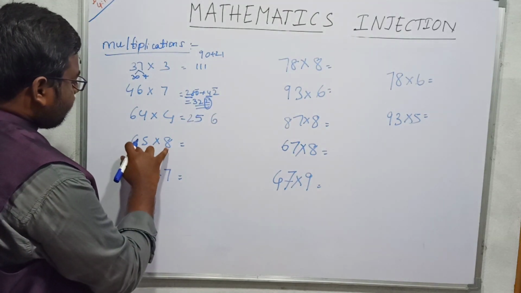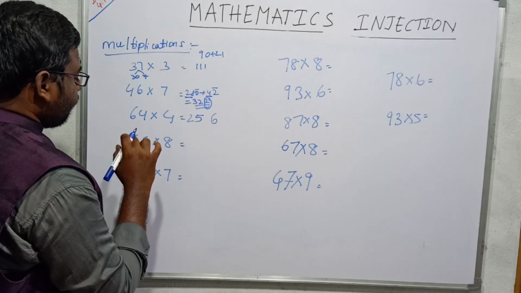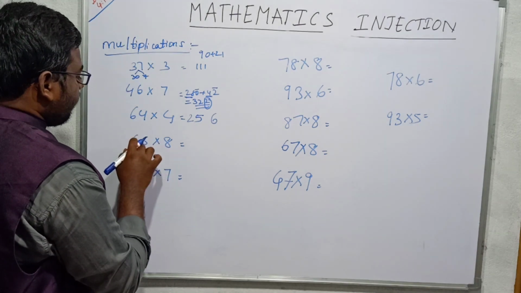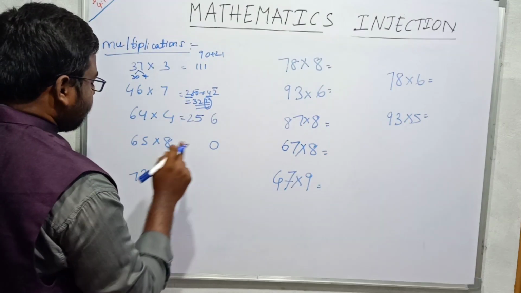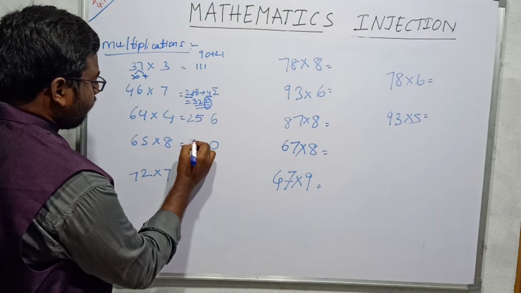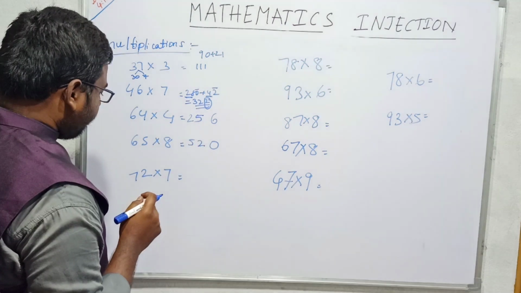And six 5s are 30, 8 6s are 48. 48 plus 8 5s are 40. 0 will be our unit digit. We know that 0 will be our unit digit, and 48 plus 4 will be 52. So 520 is our result.